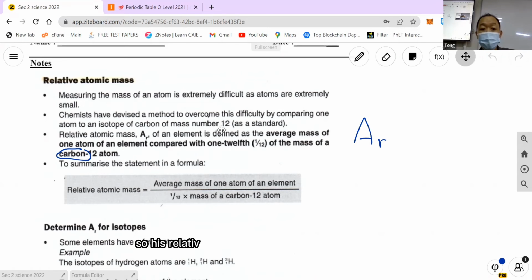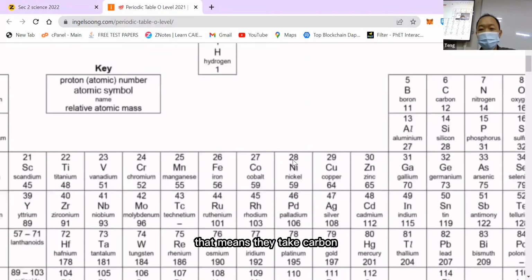So it's relative to 1/12 of the mass of a carbon atom. Do you understand this part? That means they take carbon. Let's weigh everything relative to carbon, the thing that they compare against. But they don't want 12, because if they use 12, all the numbers will be decimal. And we're going to cut carbon into 12 parts. Yeah, and then we measure every atom compared to 1/12 of a carbon.